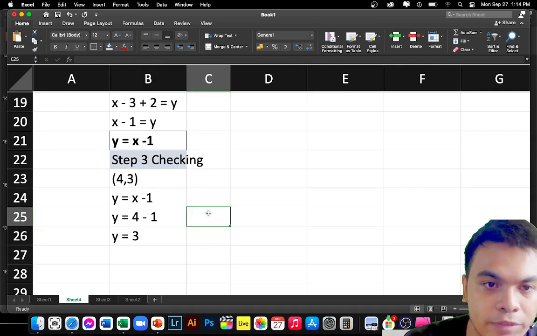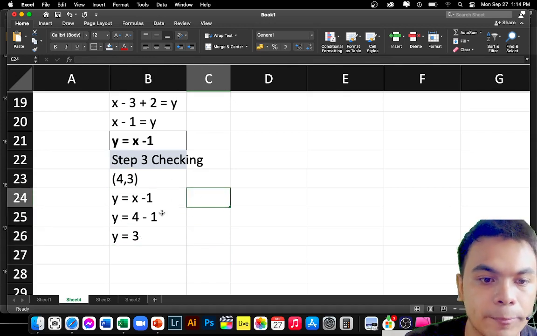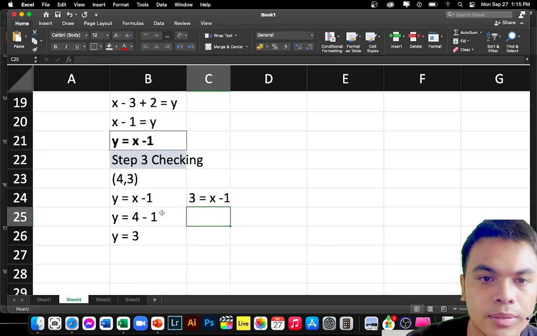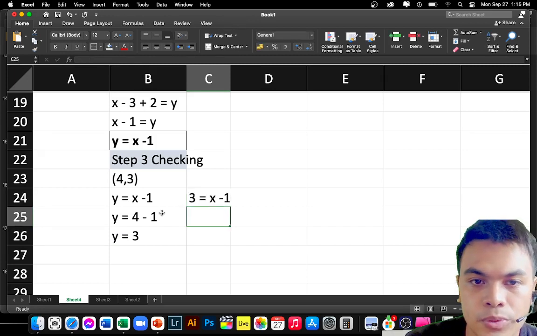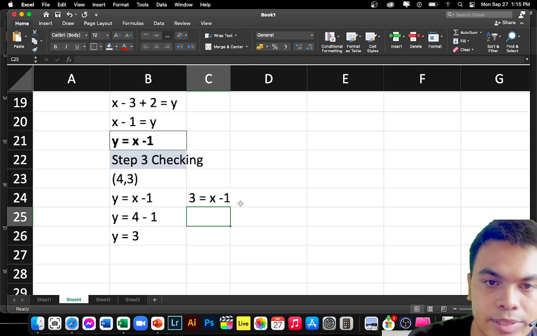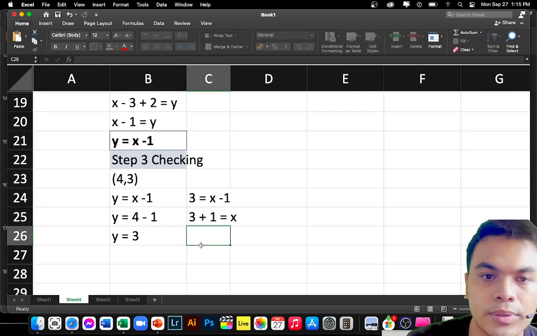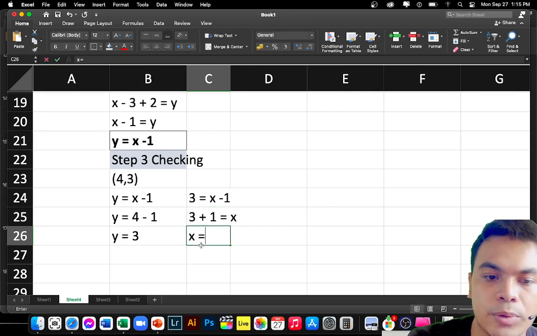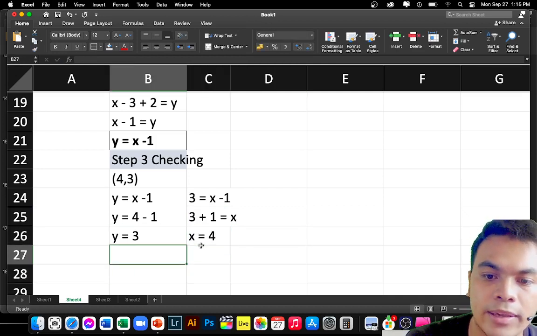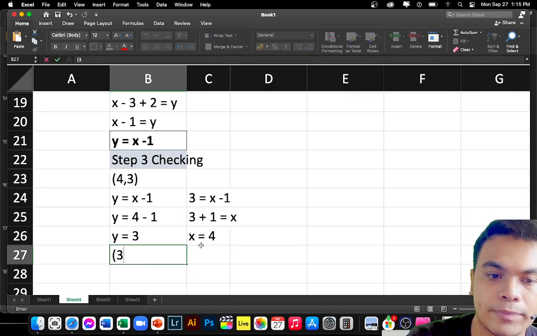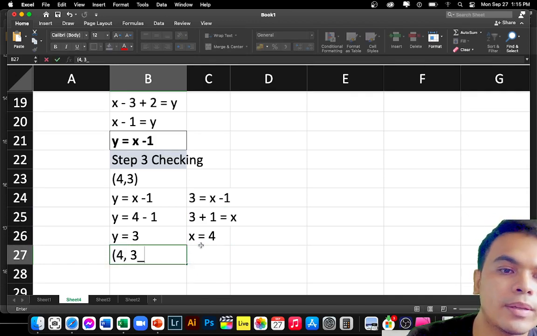The y is 3. What if we substitute y? 3 is equal to x minus 1. We transpose negative 1 to the other side. So it will become 3 plus 1 is equal to x. X is equal to 4. So our formula is correct. So we have derived, again, the coordinate 4 and 3.